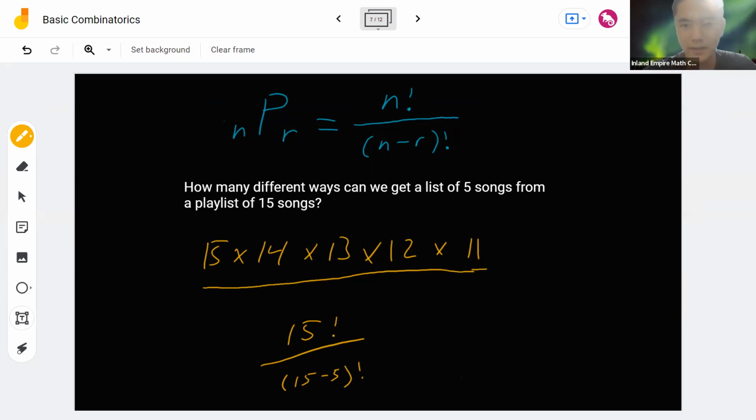And one thing to say about this formula is that although we do let you know what the formula is, you honestly shouldn't need to know this formula. You shouldn't use it on a regular basis. When you see a problem like the one on the screen, how many different ways can we get a list of 5 songs from a playlist of 15 songs? What you should be thinking about is 15 choices for the first song times 14 for the second, times 13 choices times 12 times 11. You shouldn't be thinking, okay, n equals 15, r equals 5. Let me plug into this formula and get 15 factorial over 15 minus 5 factorial.